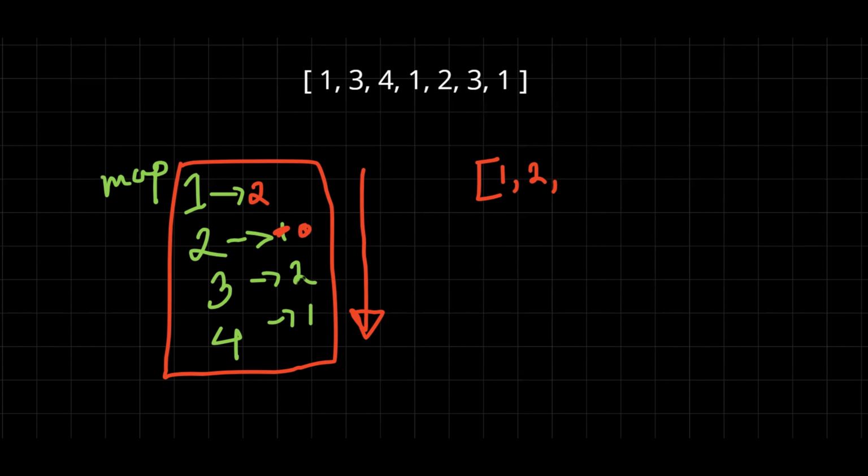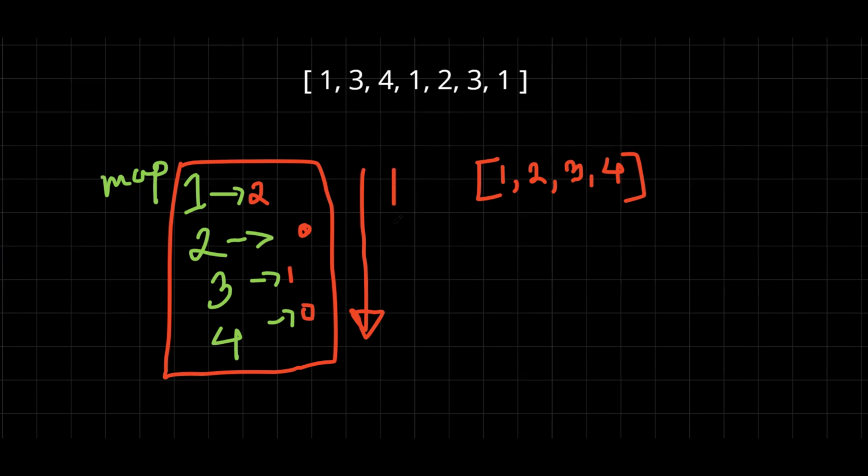Now for this element 3, the value is 2, which is definitely greater than 0. That means we can use one instance of 3 in the first list. After using this instance, we decrease the frequency of 3 from 2 to 1. Now for this element 4, the value is 1, which is greater than 0. So we can use one instance of 4 in the first list, and we make the frequency of 4 from 1 to 0. Now one list is made.